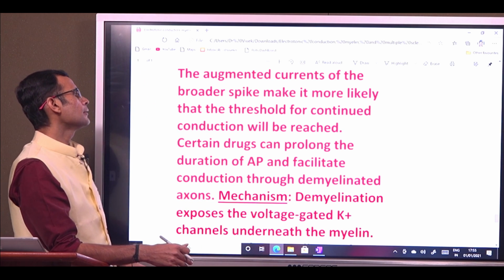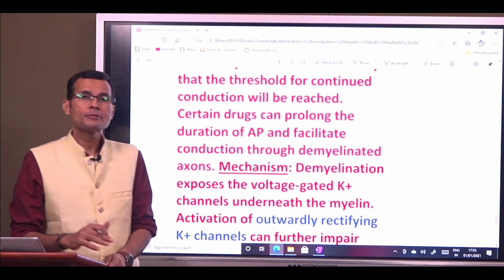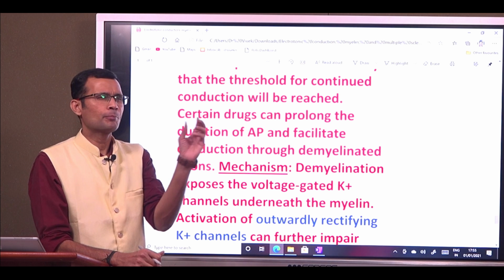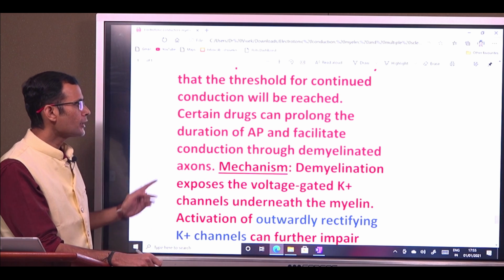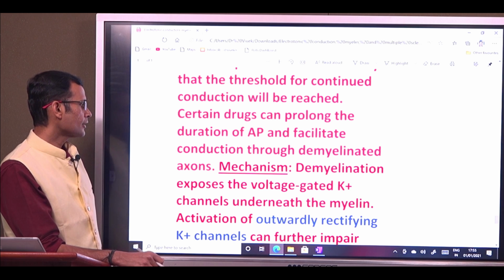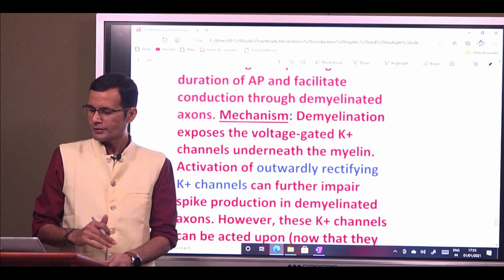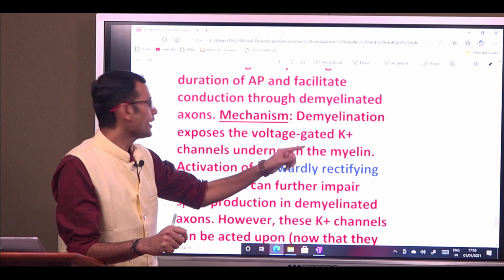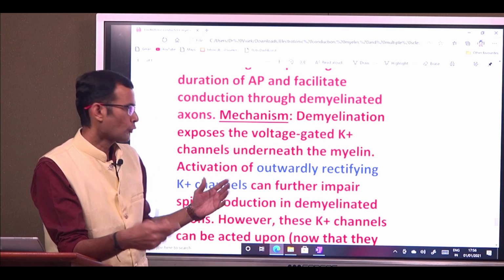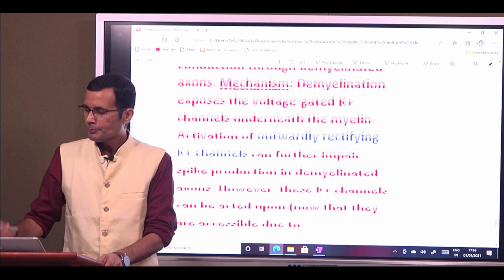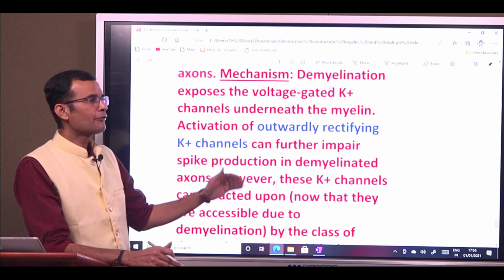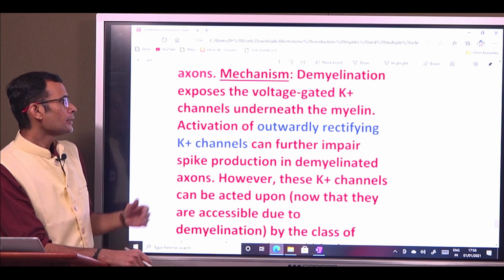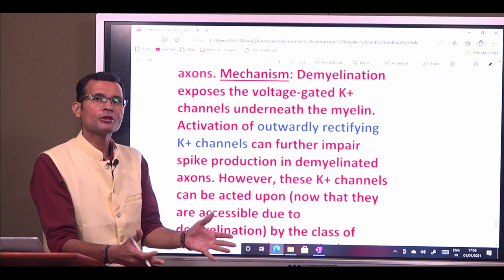So, that is possible by these broad spikes. Certain drugs can prolong the duration of action potential. That's what a broad spike is, broad action potential, duration increase, and facilitate the conduction through the demyelinated axons. What is the mechanism? Yes, that's the most important part. Demyelination exposes the voltage gated potassium channels. Yes, we saw that just now. And activation of the outwardly rectifying potassium channels, potassium currents, means potassium going out. This will further impair the spike production.